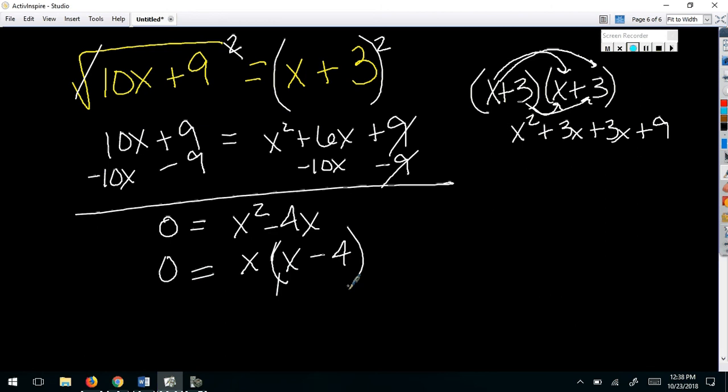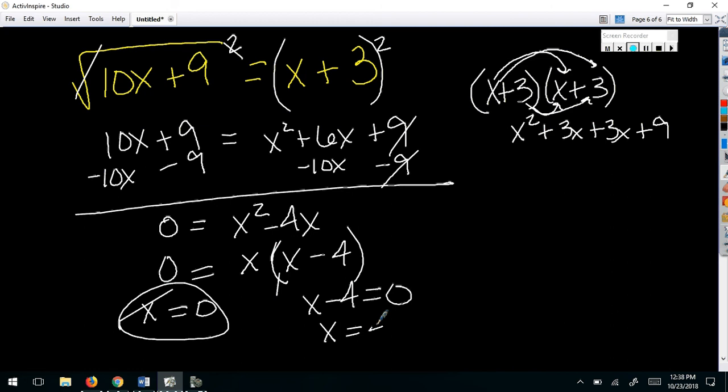I have two things multiplied together to give me 0. What do I know if I have two things that multiply together to give me 0? I set each one to 0. One or both of them must be 0. There is one solution, and there is another solution. The only way to get 0 when you multiply two numbers together is if one or both of them is 0. So to find the solution, I set both to 0.